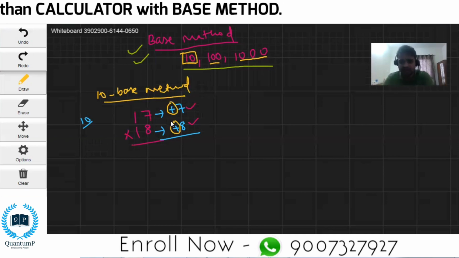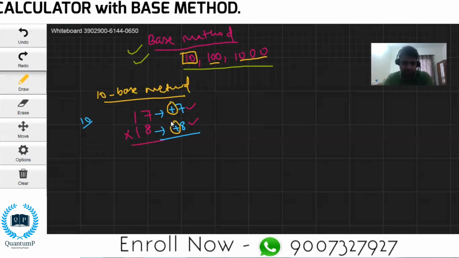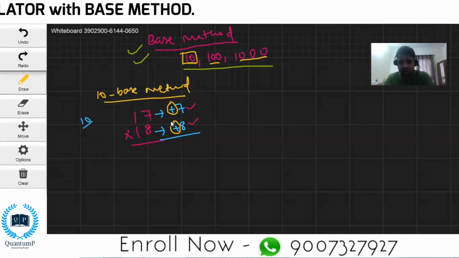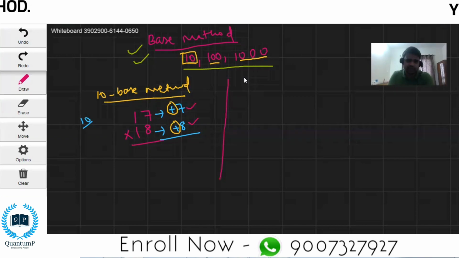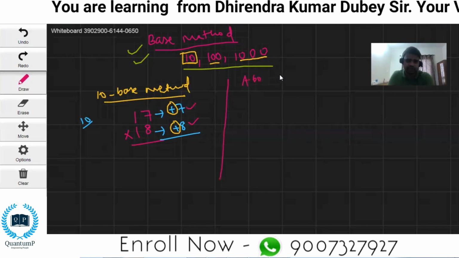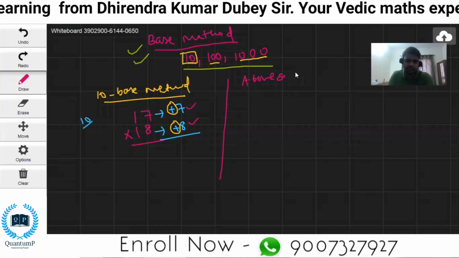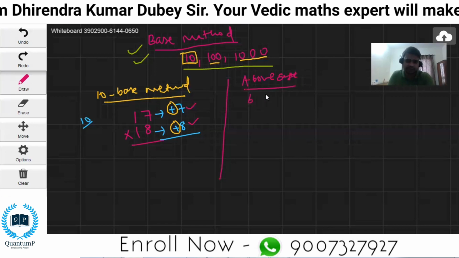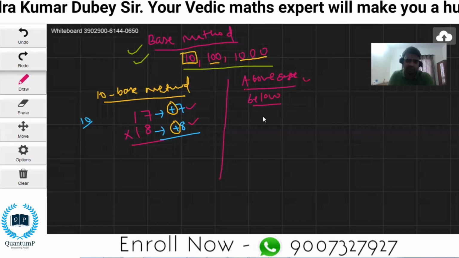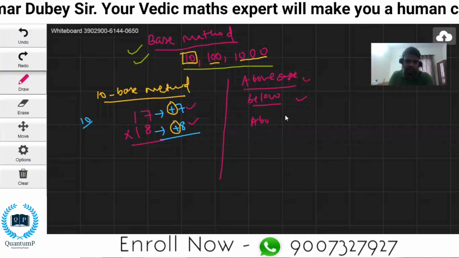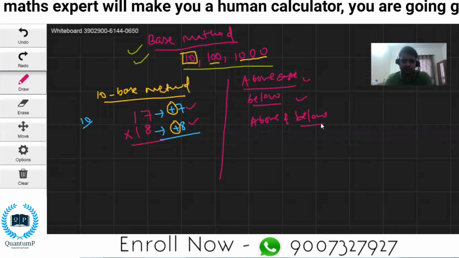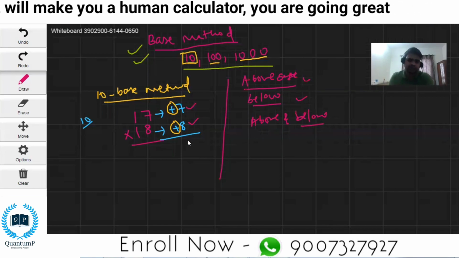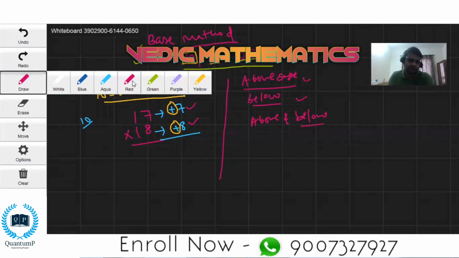If you do not write the plus sign, think of it as per the rule. I'll tell you the reason why we are writing the plus sign, because there are several kinds of base method. One is called above base method, another is called below base method, and the third one is called above and below. Above means plus, below means minus, and above and below means plus and minus. So here it is plus and plus, so it's an above base method. That's why writing the plus sign is important.